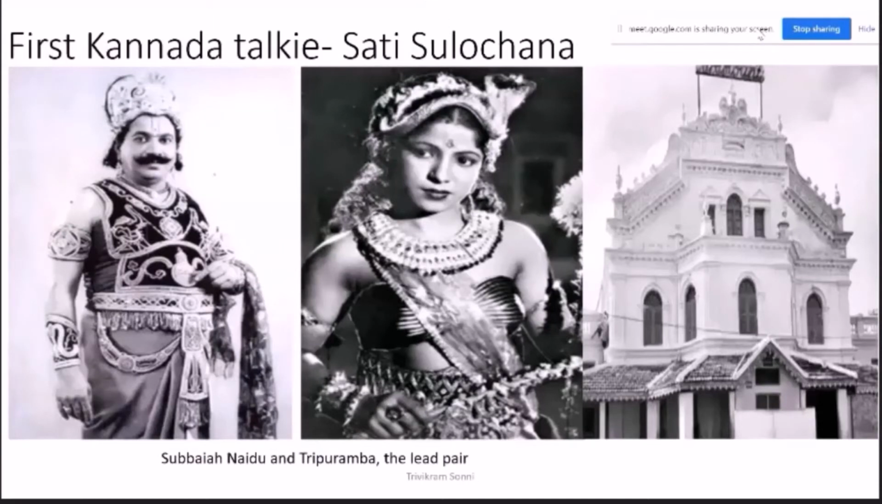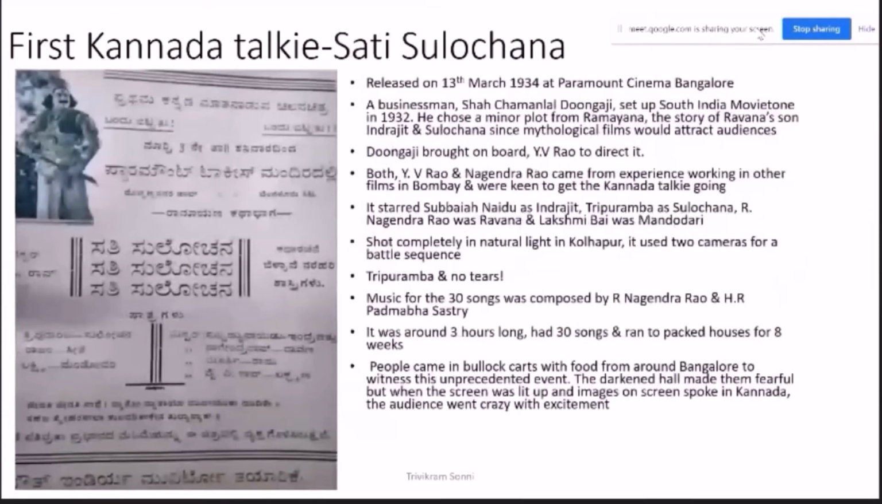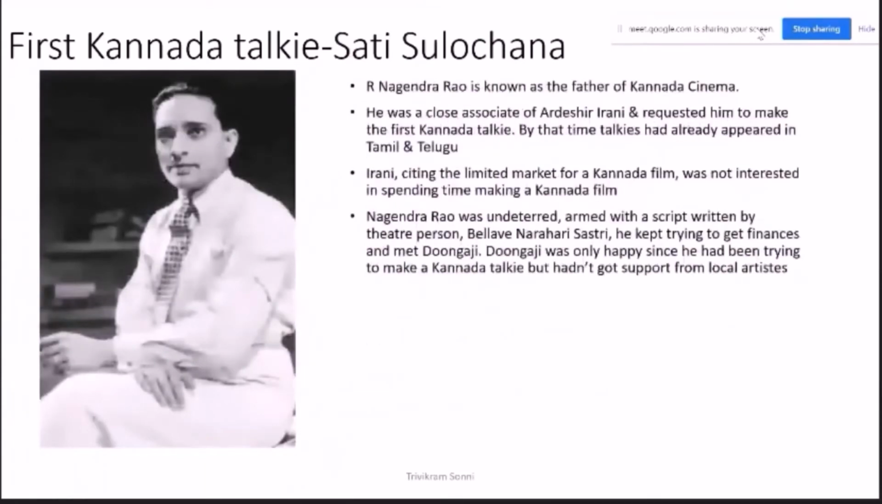Excellent. So this is Subbaiah Naidu and Tripurambha, the lead pair. Look at their costumes. Not much has changed between the 30s and now. Even today, if someone were to make a mythological film, this is pretty much how people are dressed, right? Look at the king. So let's go back. Yeah. So that whole bullock carts in front of the Paramount cinema, all that is done.